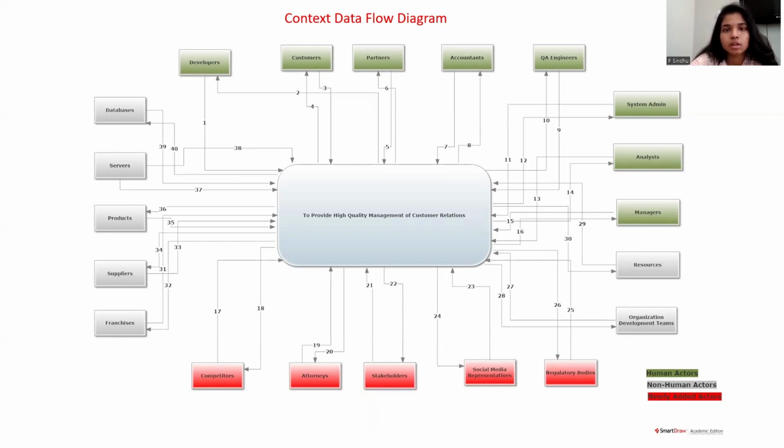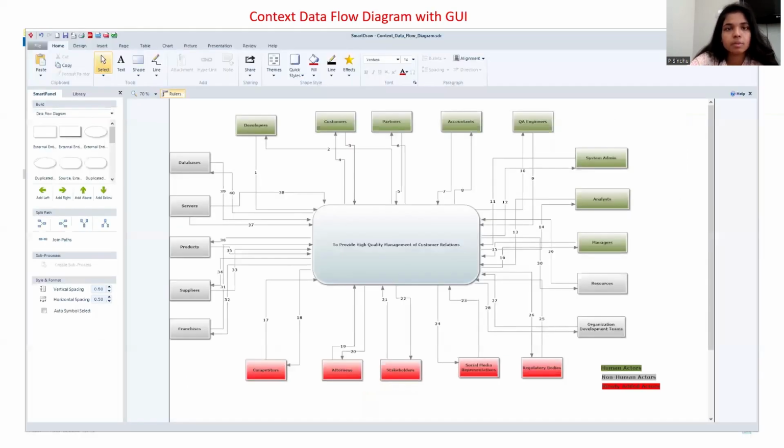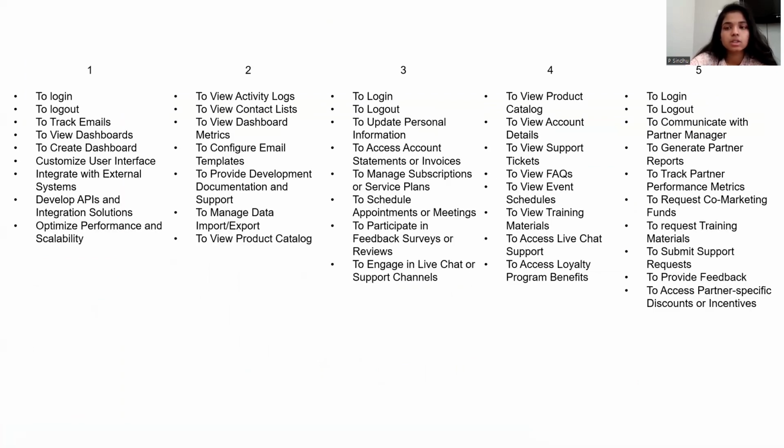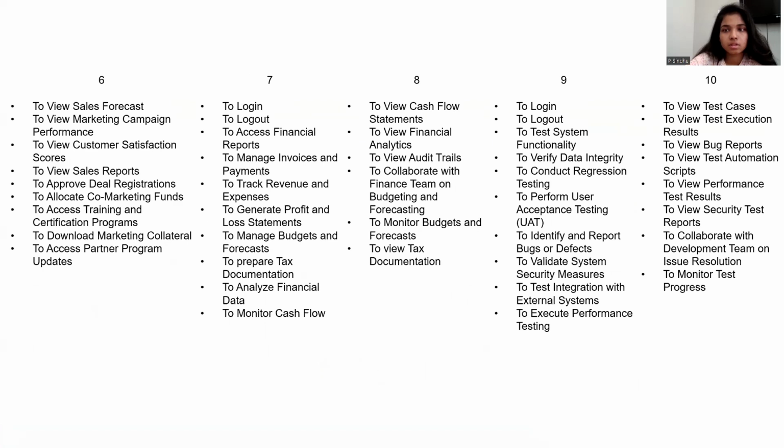This was the context data flow diagram that we have developed. This was the graphical user interface of the context data flow diagram. This was developed using SmartDraw. And coming to the legends of the context data flow diagram, these are the legends where each legend represents the functionality of a class object.